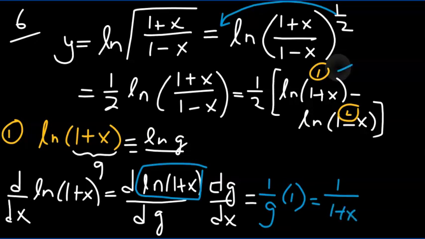So let's write that in blue up here. The result of differentiating the first term is 1 over 1 plus x. Now let's do the second.